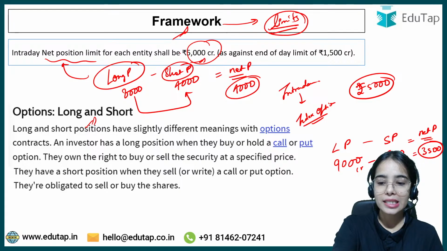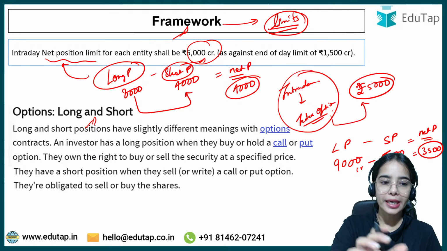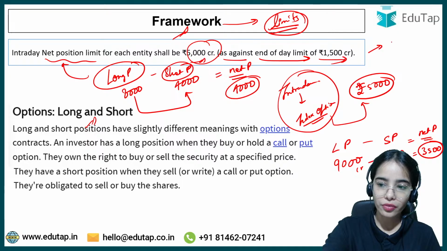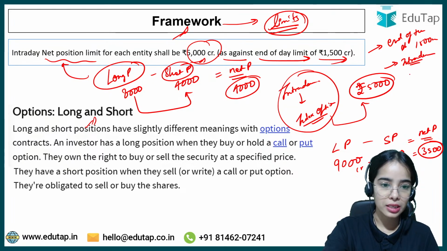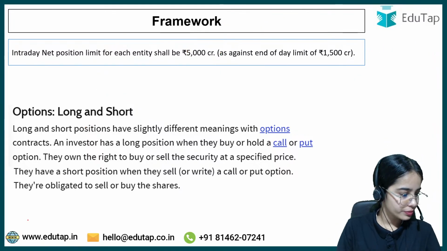So that is the intraday index option net position limit, 5,000 crores, as against the end of the day limit of 1,500. So the end of the day limit is 1,500 crores, but the intraday net position limit is 5,000 crore. Got it? Any confusion, anyone?